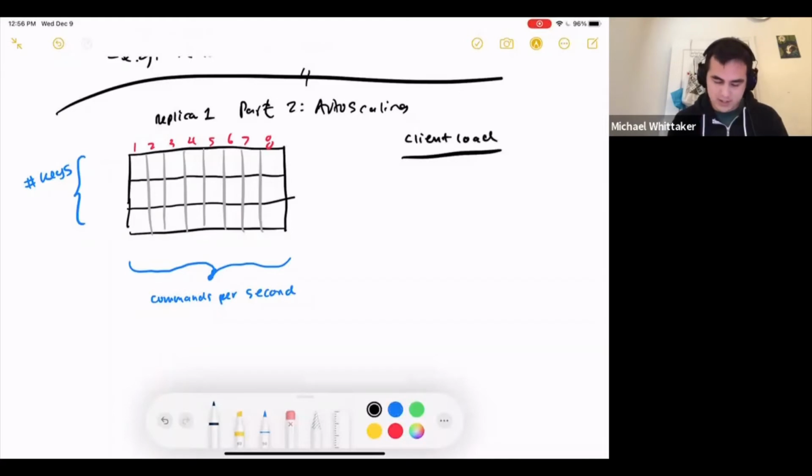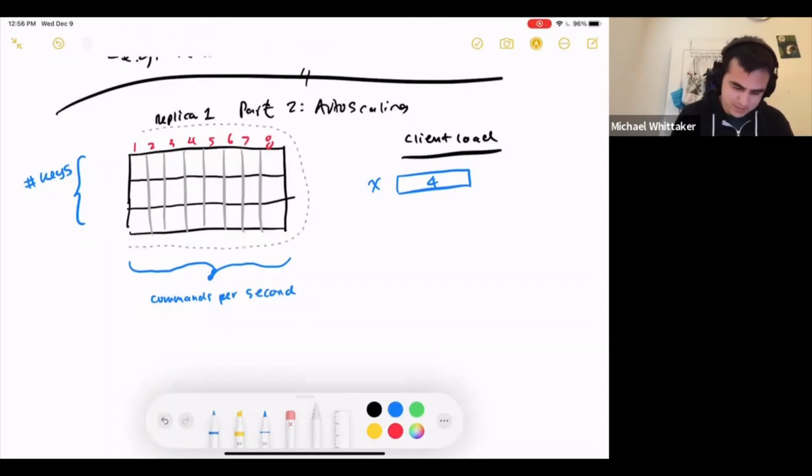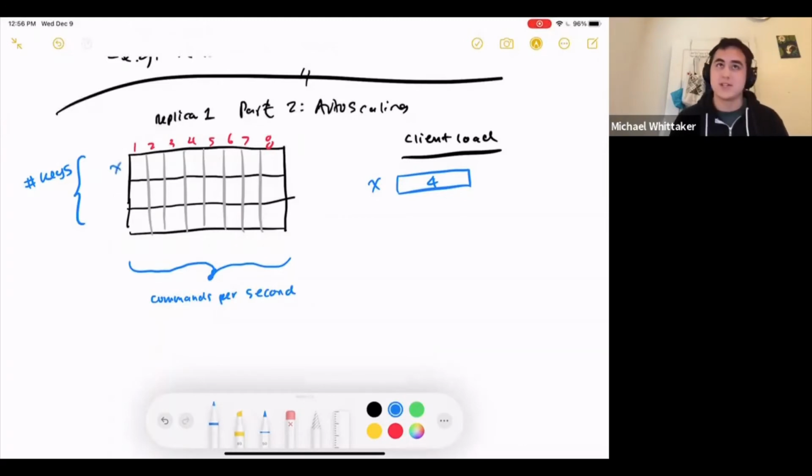All right, so let's say that a client shows up and says, okay, I want to write to X and I have a load of 4 commands per second. Then this replica can service that without a problem. Actually, I'm going to copy this also before I mess it up. So this replica can service X, no problem. It says I'll store X and I'll fill in 4 of these boxes.